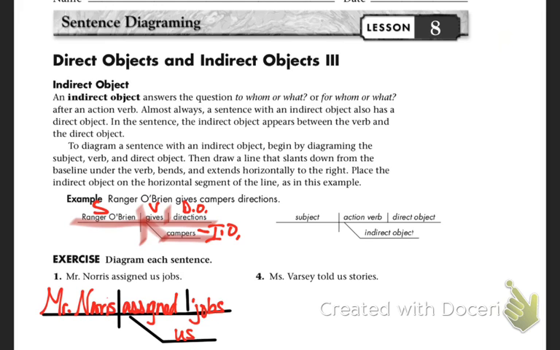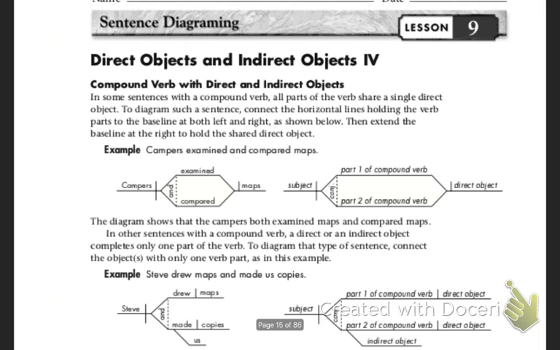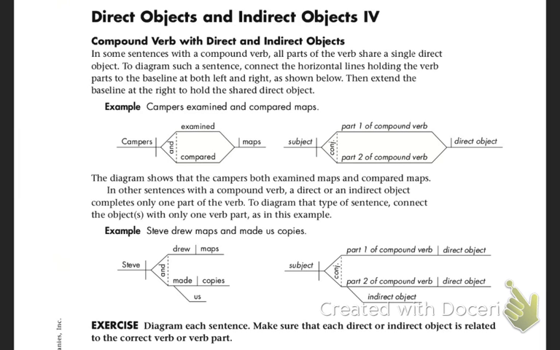Let's go on to the next page. This is the last one. Take a look at these compound verbs with direct and indirect objects. These are getting a little bit complicated, are they not? Okay. So let's go ahead and take a look at this one.